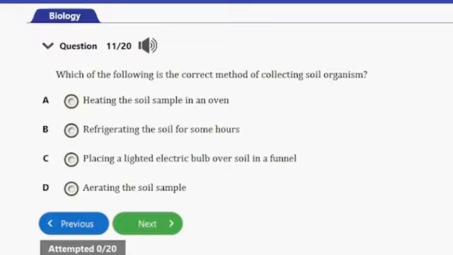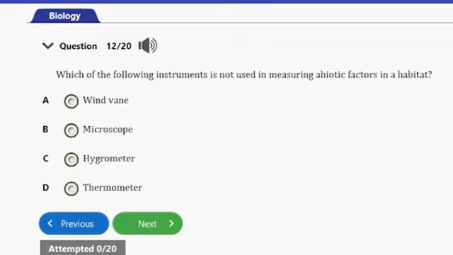So guys, the correct answer to this question is option C, and that's placing a lighted electric bulb over the soil in a funnel. So this method is actually known as the Tullgren funnel method. The heat from the bulb will dry the soil, causing the organisms to move downward and eventually fall into a collecting jar placed beneath the funnel. So that's it for that question. Let's consider the next question.